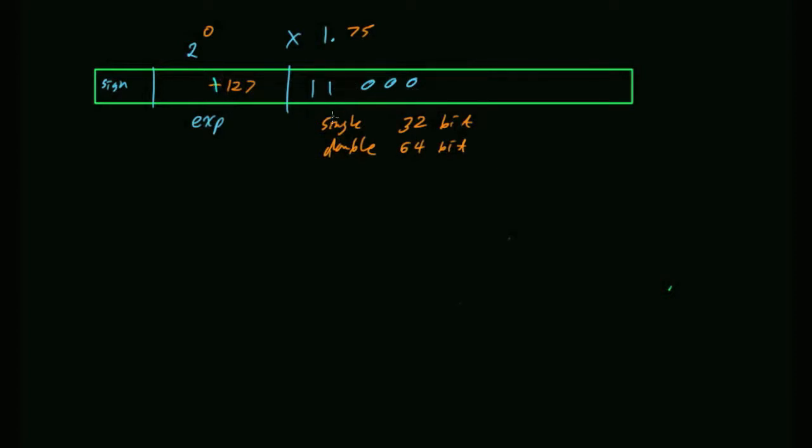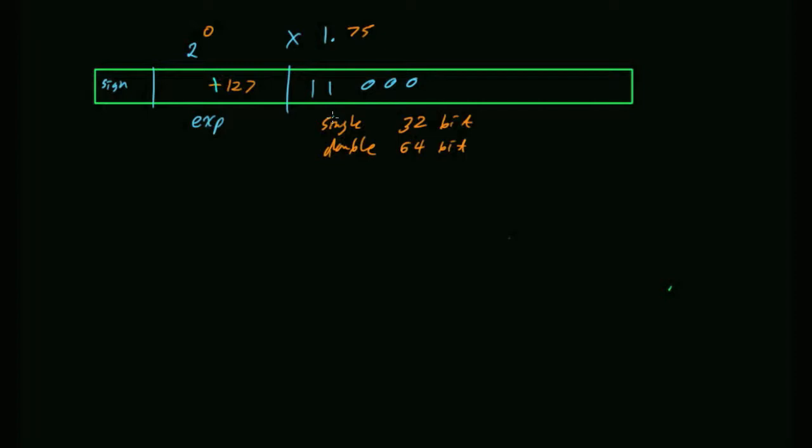So the advantage is that with floating point, your decimal literally can float. So you can either have really, really small numbers with a whole lot of precision, or you can have really, really big numbers where you don't care about the precision of the decimal value. You just have a lot of range that you can stuff into a small number of bits.